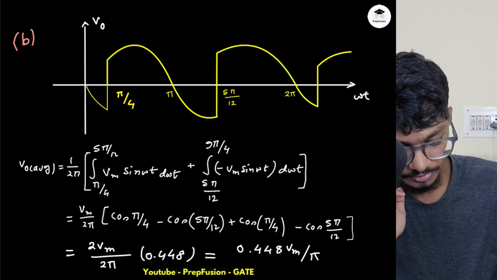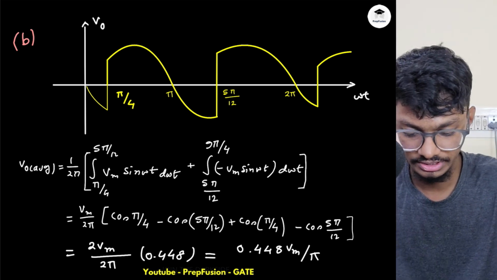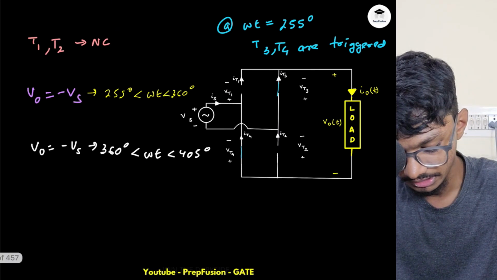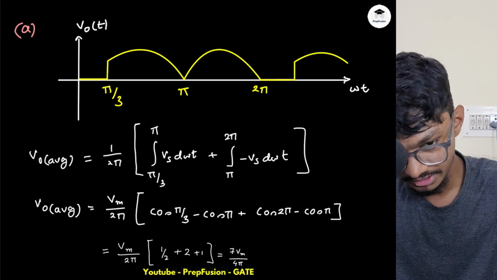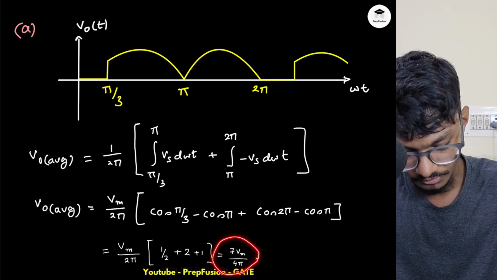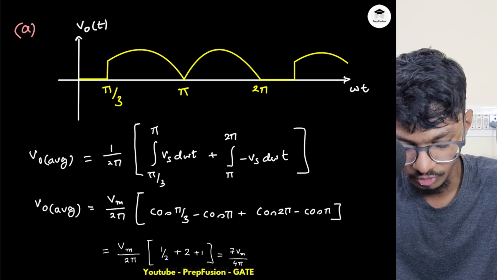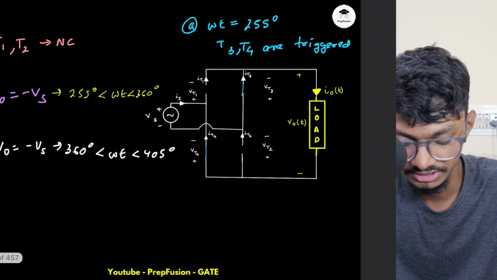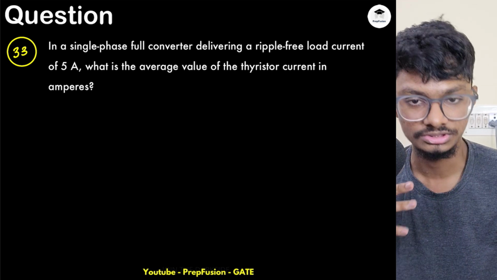Okay, so this will be my answer to this question. Obviously you can observe that the area has reduced compared to the previous case. Why has the area reduced? For basic reasons, right? It has more negative area. Previously it didn't have any negative area. So this is a good question. This is a conceptually good question.